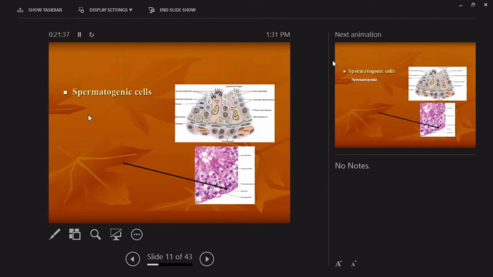Spermatogonia, primary spermatocyte, secondary spermatocyte, spermatid, early and late, and then the fully developed sperm cell. The Sertoli cells are columnar cells, as pointed out.